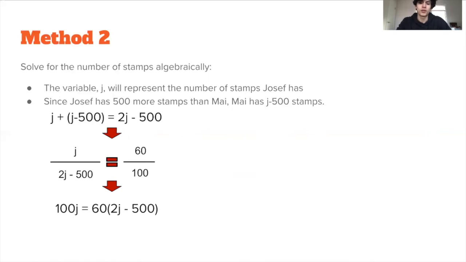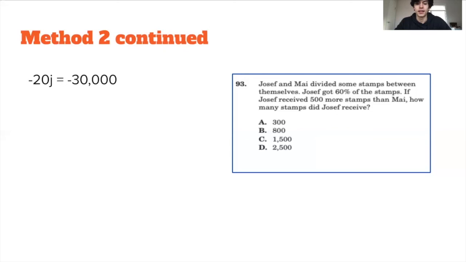We can use the distributive property to distribute 60 to everything within the parentheses. We get 100j equals 120j minus 30,000. Now we can subtract 120j from both sides. We get negative 20j equals 30,000. Finally, we can divide both sides by negative 20 to get j on its own, and we get j equals 1,500, meaning that Joseph has 1,500 stamps. Therefore, the answer is choice C.